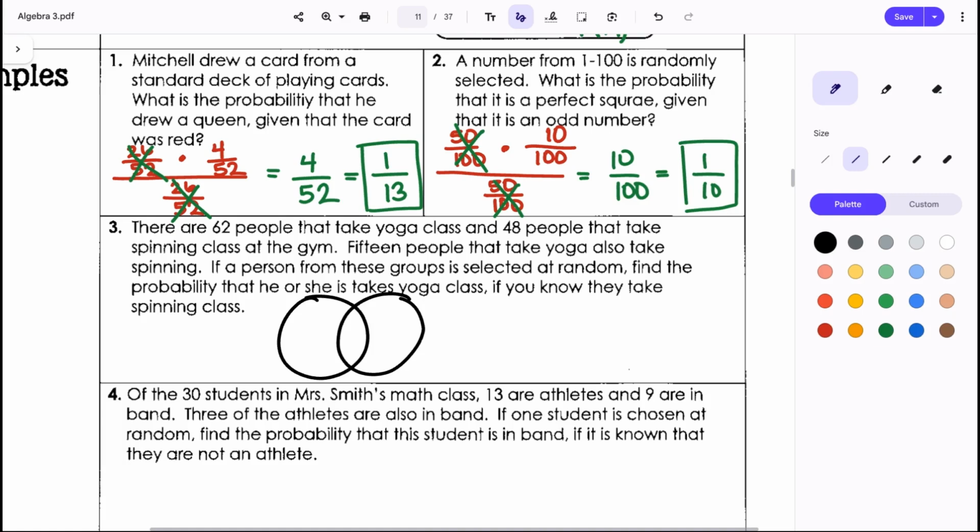Let's read through this and figure out what numbers need to go on our Venn diagram. It says there are 62 people that take yoga class, and there are 48 people who take spinning class at the gym. So we're comparing people who take yoga to spin. 15 people that take yoga also take spin. So there are 15 people who take both classes. Anytime we have a number that talks about being in both, that's the number that goes in the middle where those circles overlap. So we're going to put 15 in the middle because those are people that take both classes.